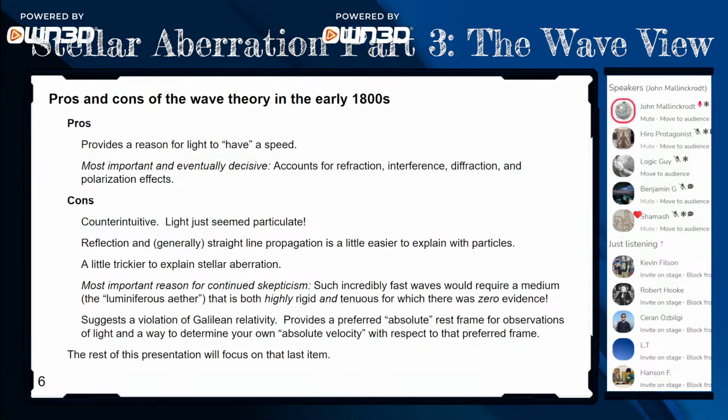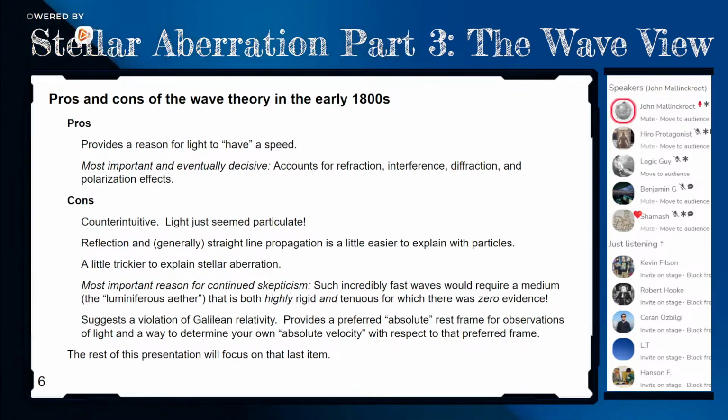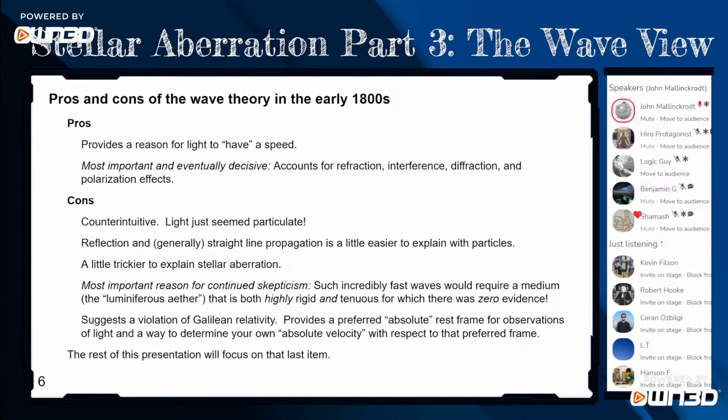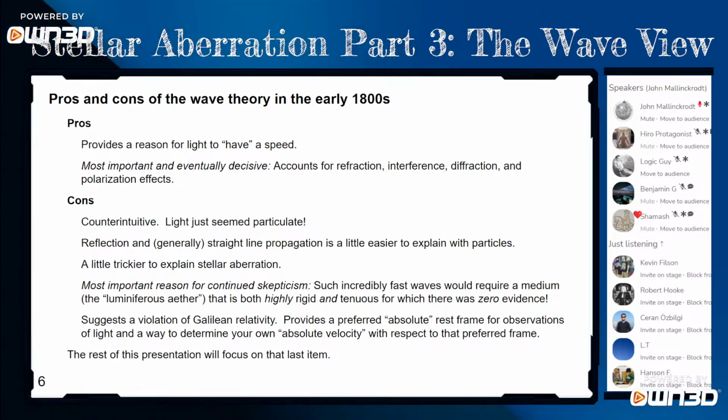Particles bounce off things, pool ball type effect, etc. So that just kind of makes sense. It's a little trickier, as we'll see, to explain stellar aberration with a wave theory. We'll see that this time. But the most important reason for continued skepticism really was the fact that these waves, if they're waves, are incredibly fast. And incredibly fast waves require a medium.